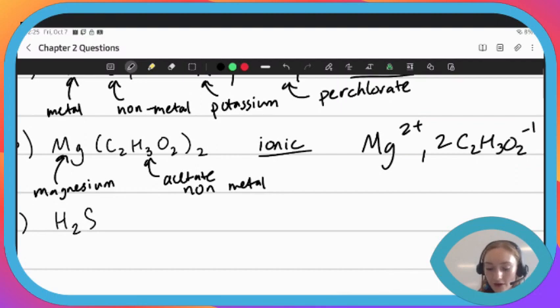And we write the 2 in front of it as a singular when we're talking about the ion, but when it's with the compound, we put the 2 as a subscript. And that's how we write those symbols out.